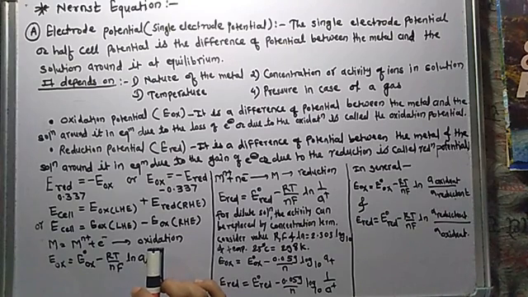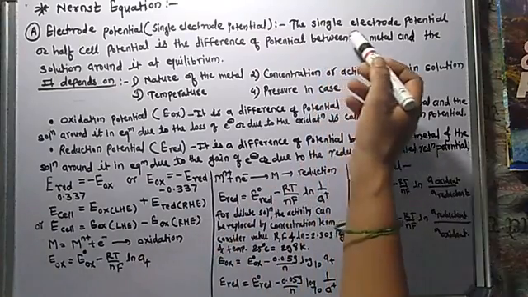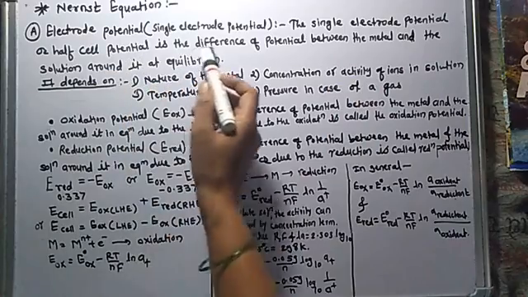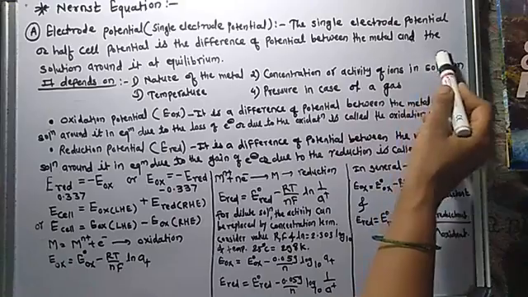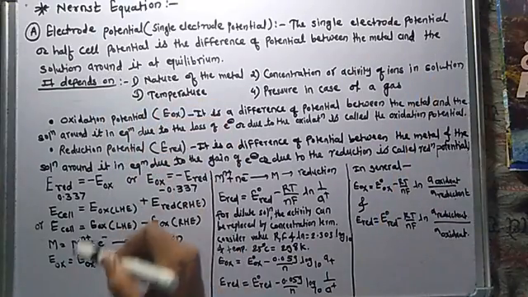The example is zinc metal dipped in zinc sulfate solution and cadmium metal dipped in cadmium sulfate solution. The zinc and cadmium metals have different potentials, and their salt solutions have different potentials. So we have learned that this difference in potential is different for different electrodes. The single electrode potential or half cell potential is the difference of potential between the metal and the solution around it in equilibrium.